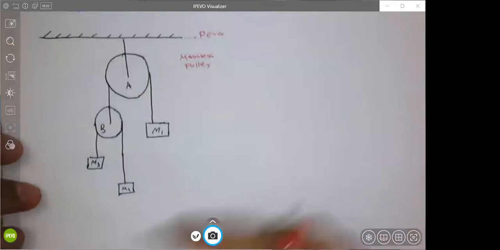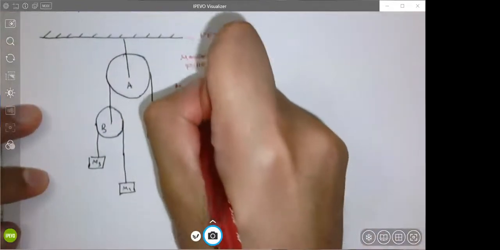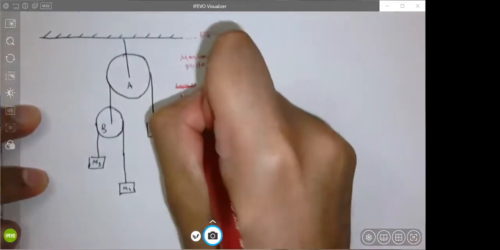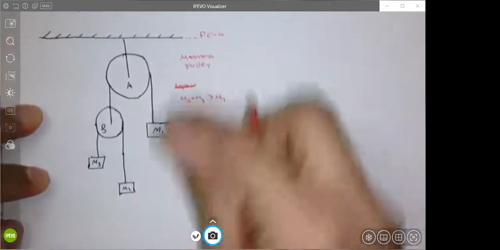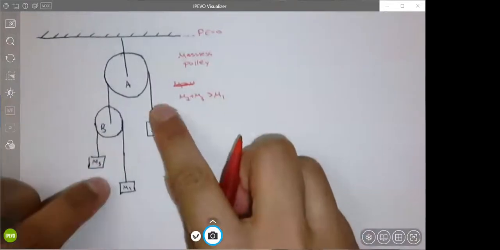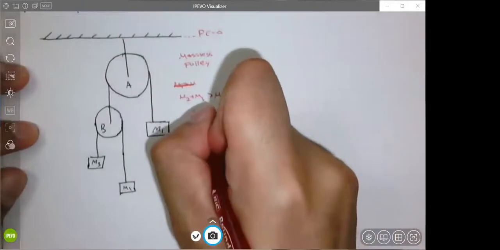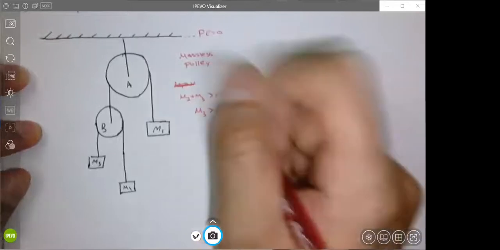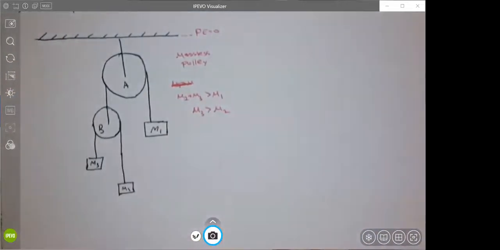Great. The other assumptions we're going to make are that the combined mass of M2 plus M3 is going to be greater than M1. So these two are accelerating downwards, and this thing is going to be accelerating upwards. The other thing is going to be that M3 is going to have more mass than M2. So in this system, it's doing that, but in this system, it's doing that. Okay, so that's what we have so far.